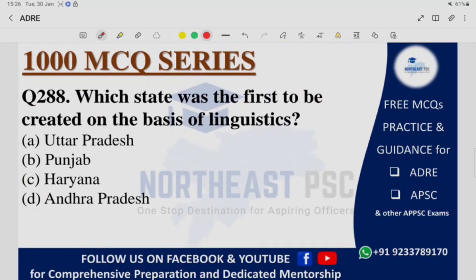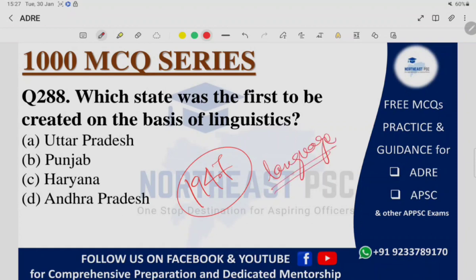Which state was the first to be created on the basis of linguistics? From 1947 in India, there were different kinds of demands that we need states on the basis of language. Before this, I need to ask a question: what are the different committees that were established to look into the language formula after 1947?